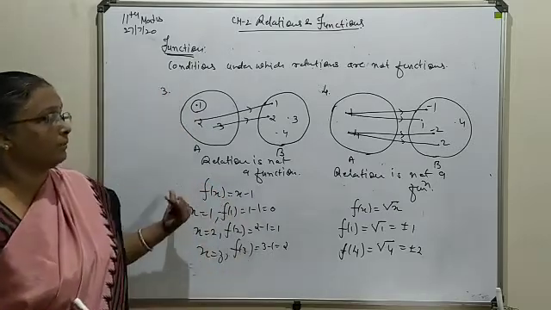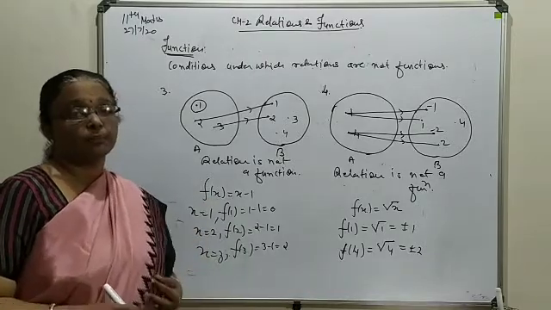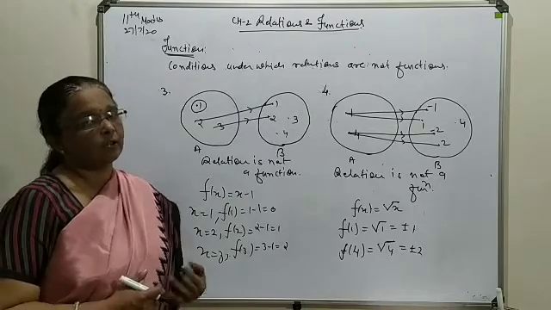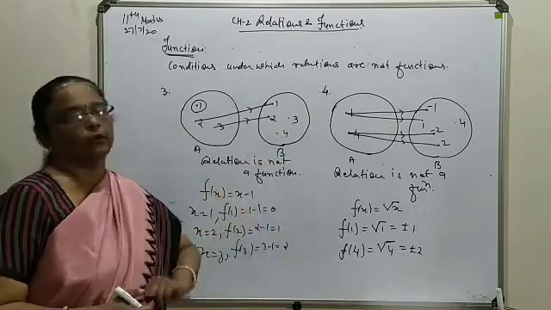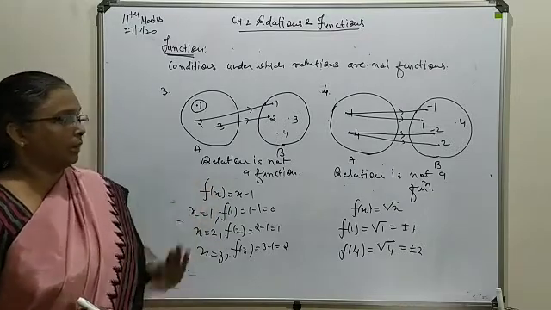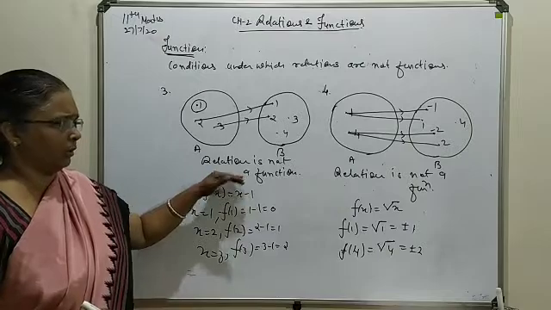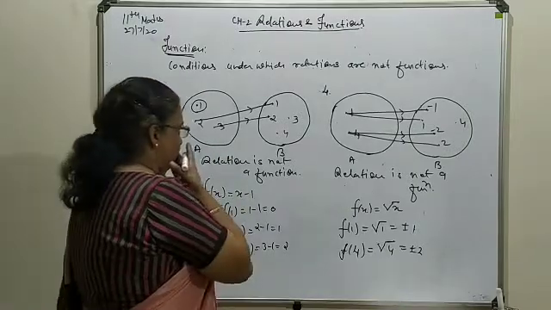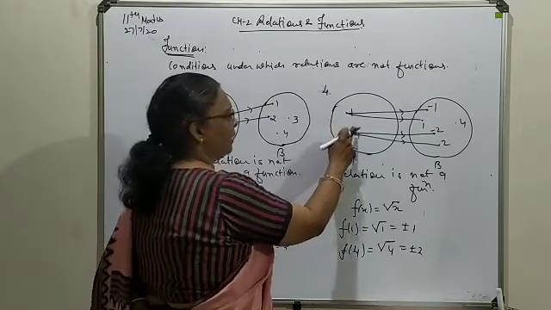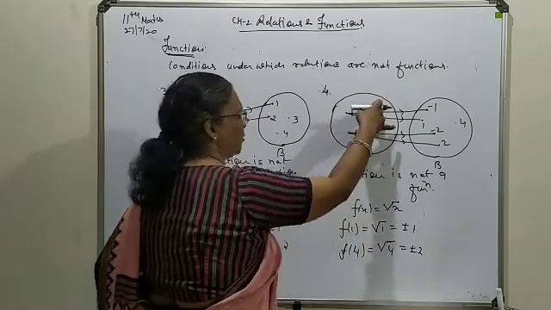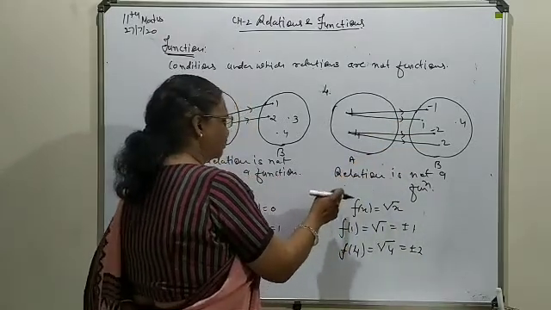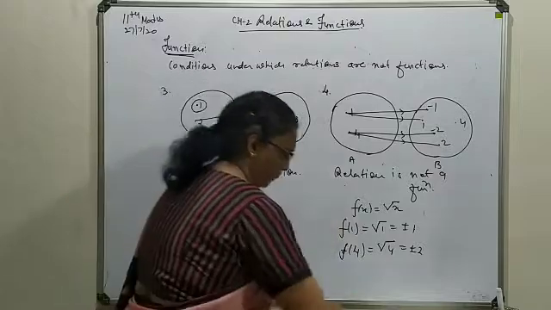Now the third case we have discussed, not a function. If any element in set A remains such that it does not form its function value or image in set B, at that time also the relation is not a function. Last case, if any element has two solutions in set B, at that time also it will not be considered as a function.